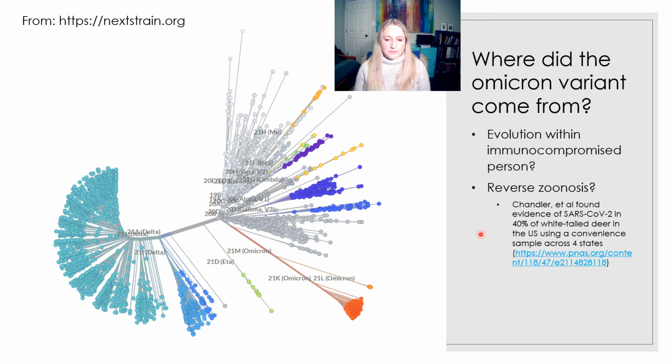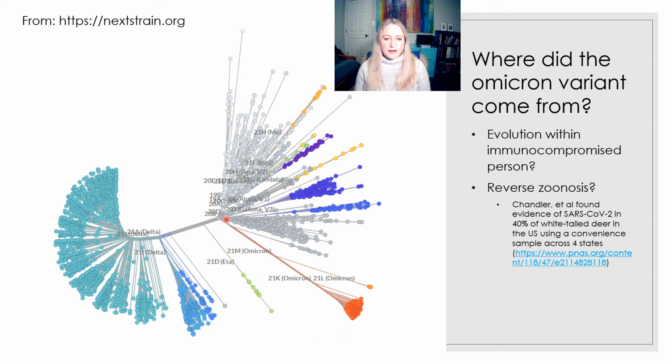So we call this a reverse zoonosis. A zoonosis is when a virus crosses from an animal to humans, and a reverse zoonosis is when it crosses from humans back into animals, and then it can cross back into humans again.